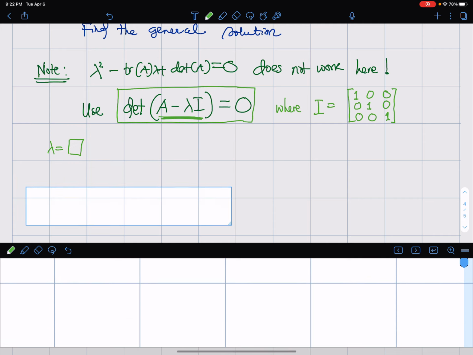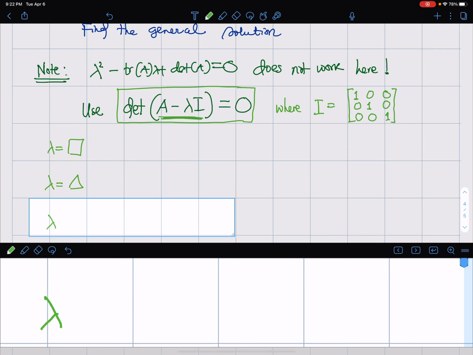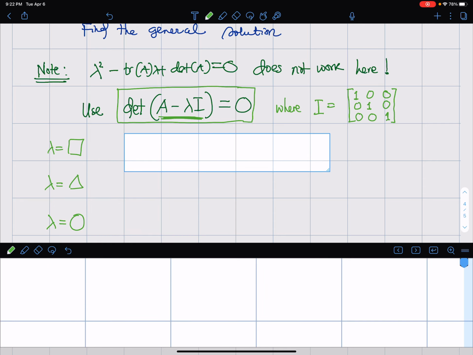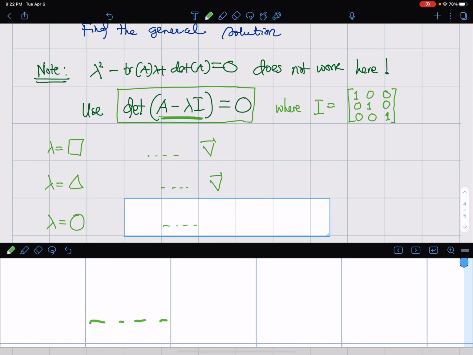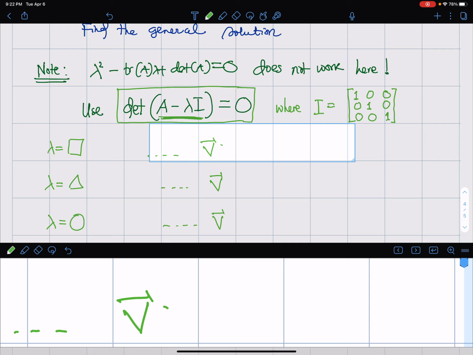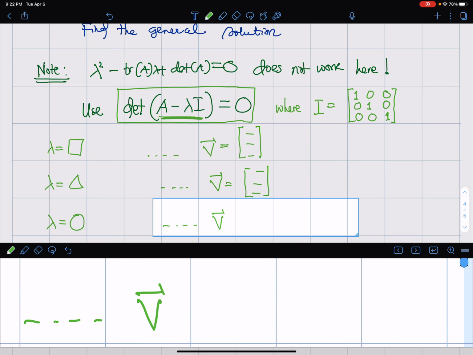For the first lambda, you find the eigenvector. For the second lambda, you find the eigenvector. For the third lambda, you find the eigenvector. Each is a vector with 3 components, three entries for each of them. They're going to be distinct eigenvalues with different eigenvectors.